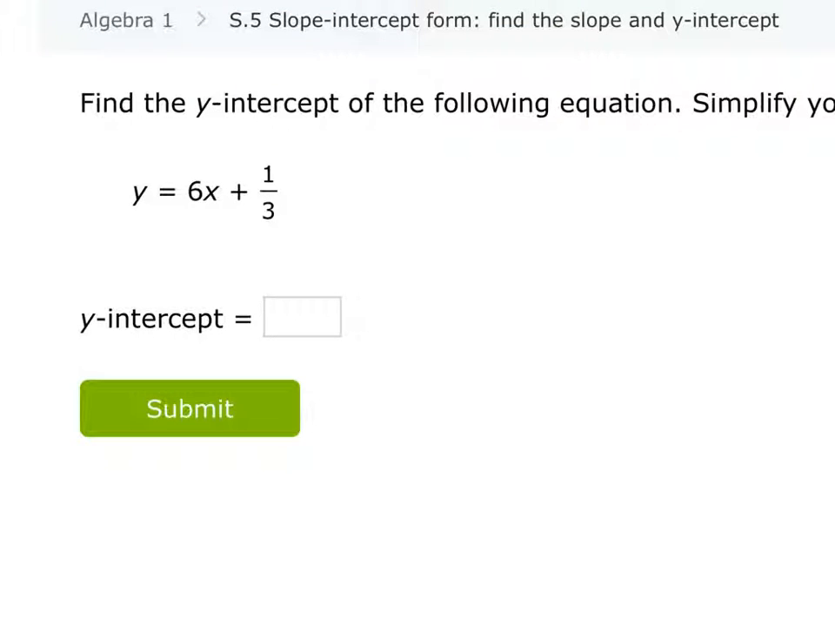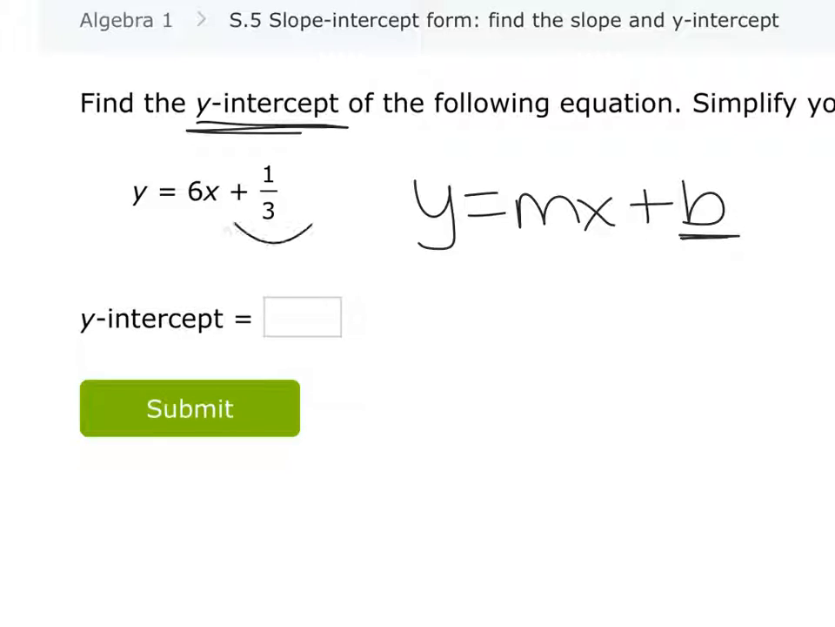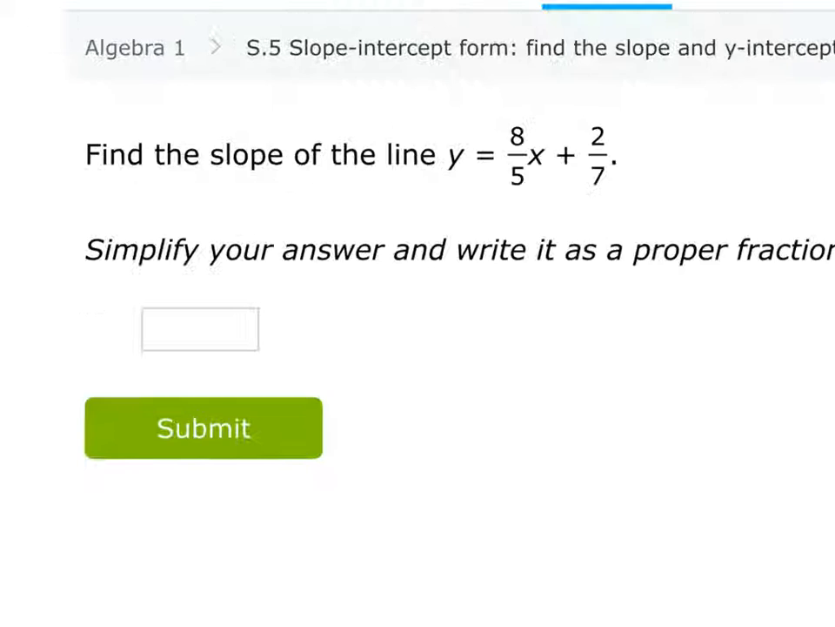For this example, we're asked for the y-intercept again, so remember y = mx + b, and b is the y-intercept, so I'm looking at that b spot, and I would type in 1/3.